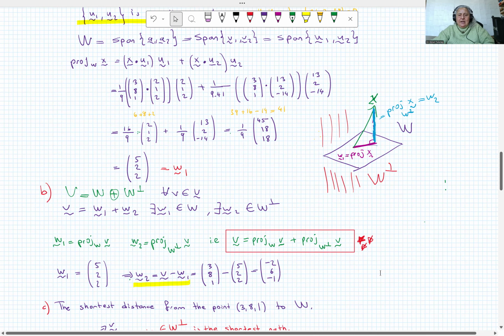Okay, then we can calculate each of them. This is W1, and we can calculate W2 as a vector, as numbers. So v minus W1 will be this vector.